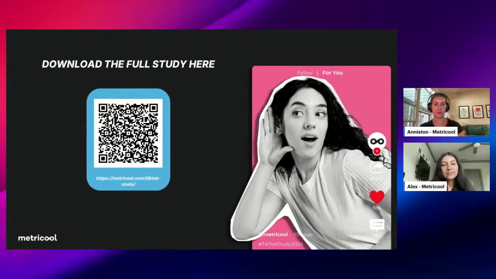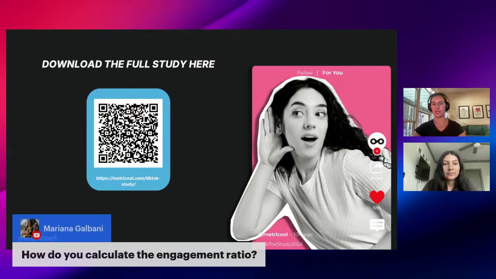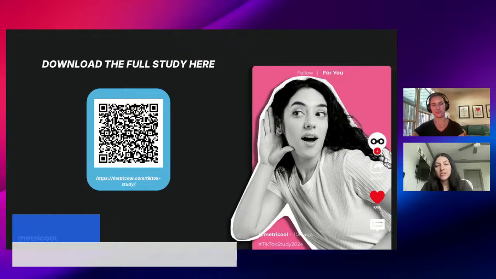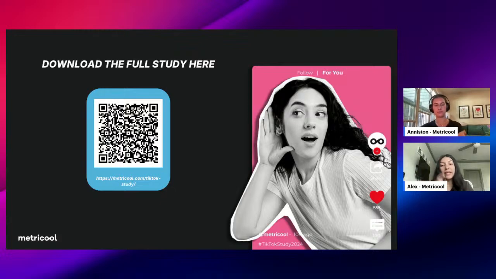We got this question twice. I'll just put this one up: how do you calculate the engagement ratio? So this is a great question. You take your total interactions, so this is comments, shares, and likes combined, divided by the total followers, multiplied by 100. So that really gives you the amount of interactions based on your followers, and then multiplying that by 100 to get that ratio. And that formula will also be in the TikTok study as well. So when you're going through it, if you need to calculate that to compare with that graph that we have in there, all that information will be there for you. You can also access it in our analytics too, if you do have a Metricool account.